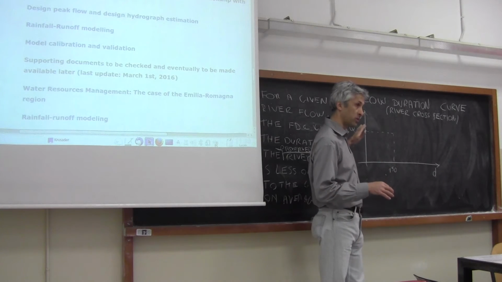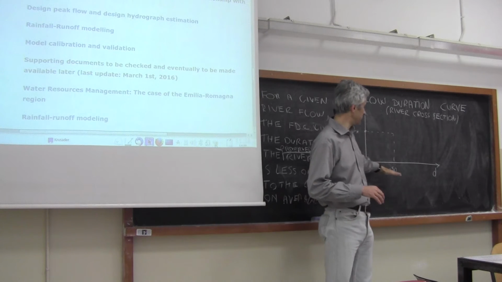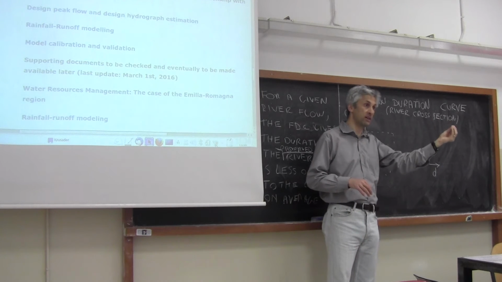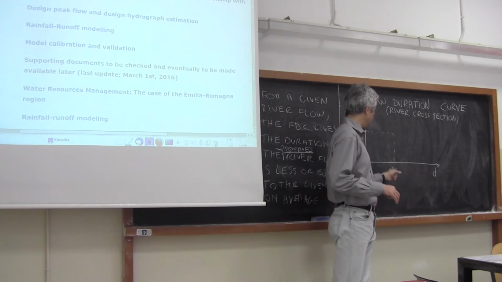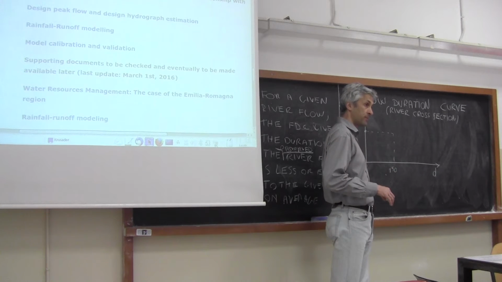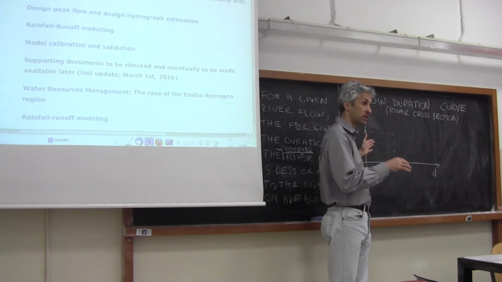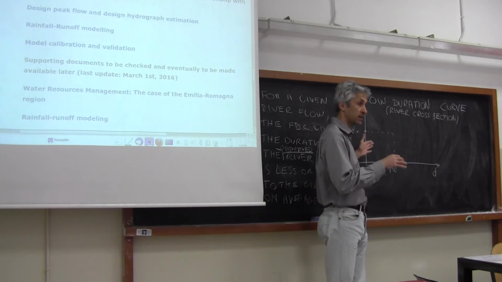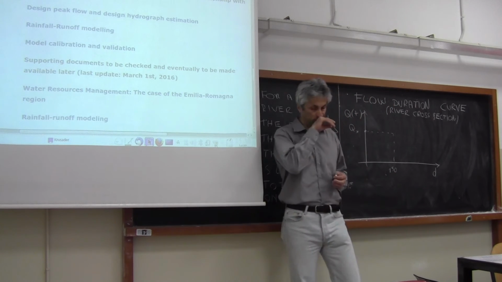So again, if I want to make this example, I fix a value of Q star, and if the duration is given in days per year, and I get a value of 150 corresponding to Q star, this means that on average the observed river flow is less or equal than Q star for 150 days per year.